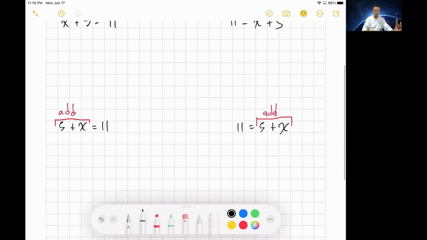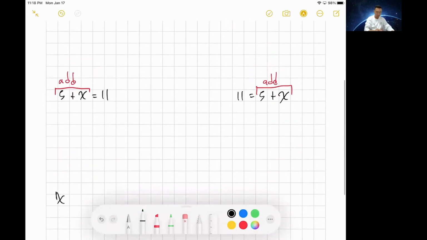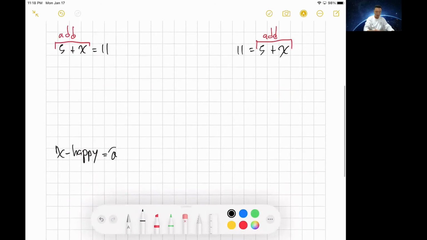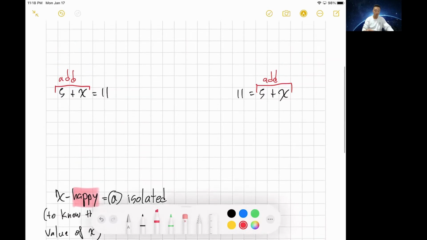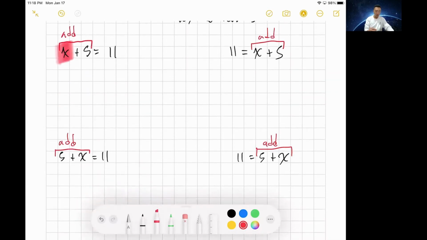Now, x needs two things to be happy, right? X has to be isolated, and x has to be positive, okay? Those two things are needed for x to be happy. And what happy means is to know the value of x. Happy means that we know what the x equals. And right now, we don't know what x equals.